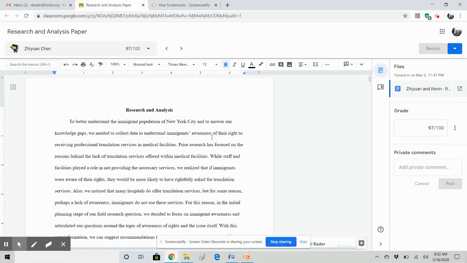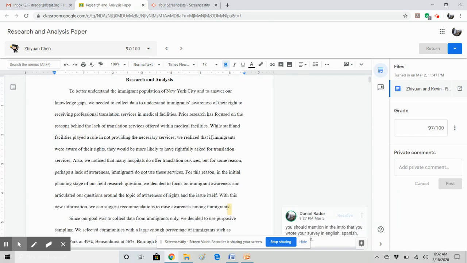And just to give you some insight into how I was thinking about revisions when I was going through some of the papers. So if you look at the introductory paragraph, as Z1 and Kevin do, they provide some context about their quality of life issues, specifically looking at the lack of professional translation services in hospitals and other medical facilities.